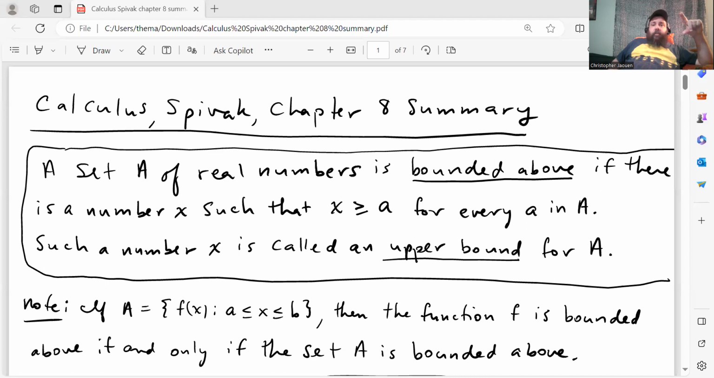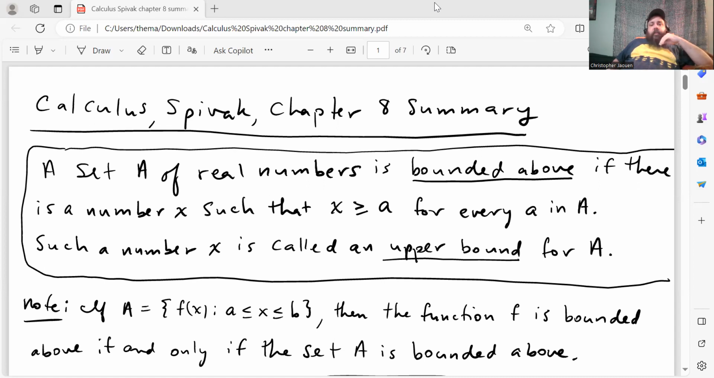I want to go over my chapter summary in Spivak for chapter 8. So I'm going to jump right into that. I have my notes written up here. Okay, so this is the last chapter in section 2 of the book. This is chapter 8, which is on the least upper bound property of the real numbers, which is the last sort of axiom that we need for the real numbers.